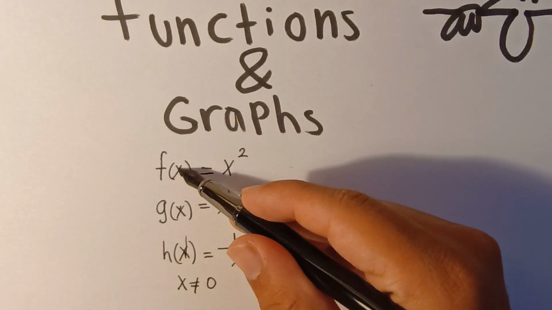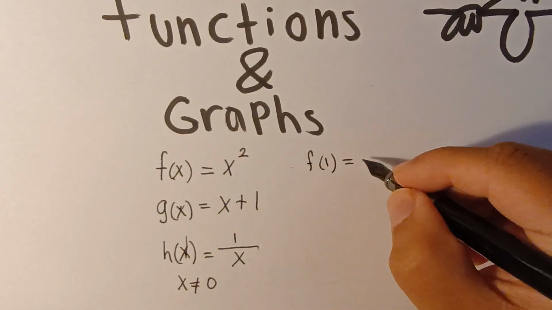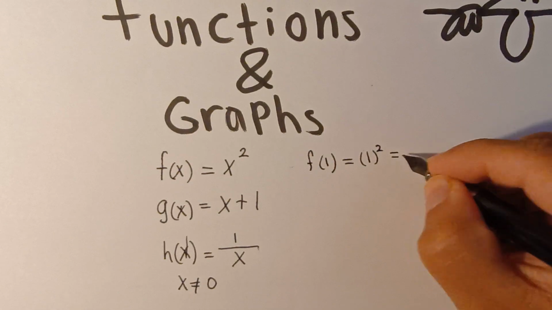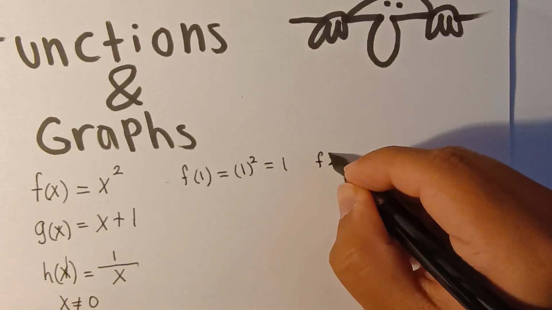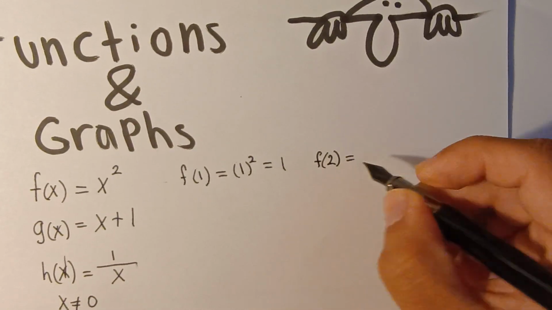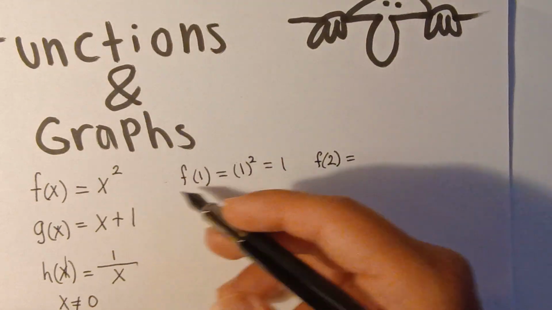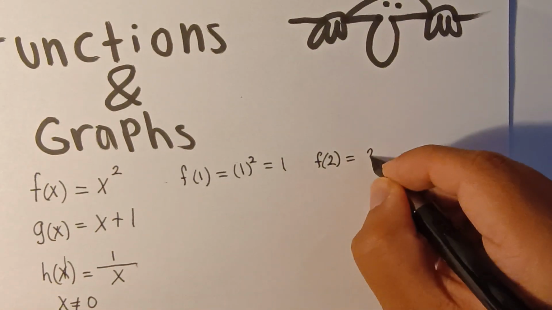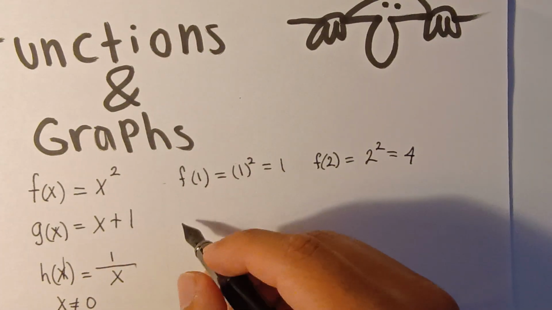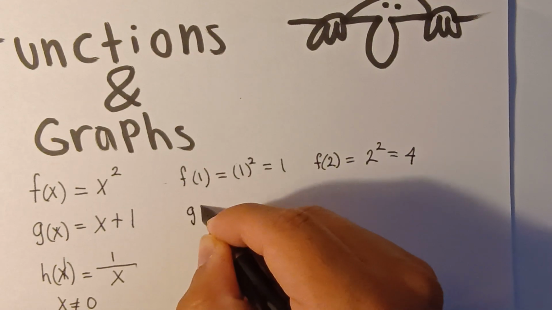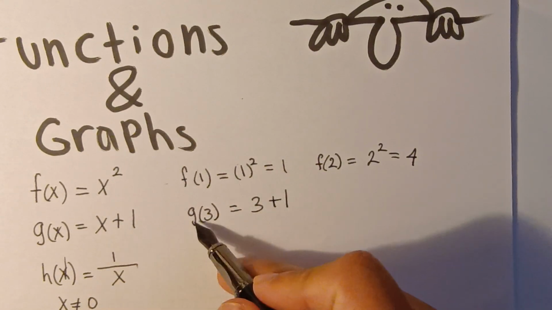So if I were to write f of 1, I would replace the x with a 1 and square it, which is just 1. If I did f of 2, I would replace all the x values with the 2. That's 4. Same thing over here. If I plugged in a 3, it would be 3 plus 1. I just replaced the x value with the 3.